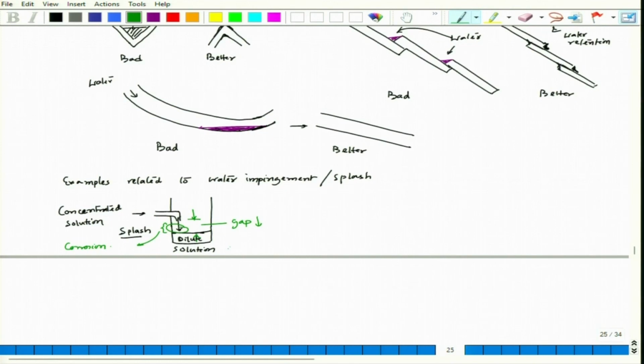Now, this is poor, and the better design could be, so this is my tank where I am holding dilute solution.